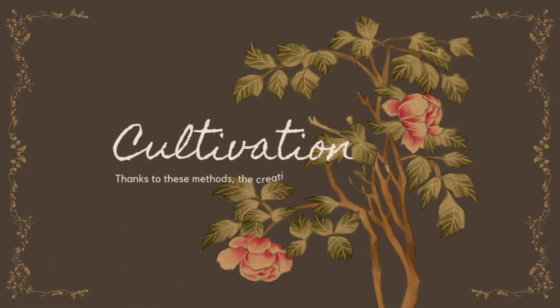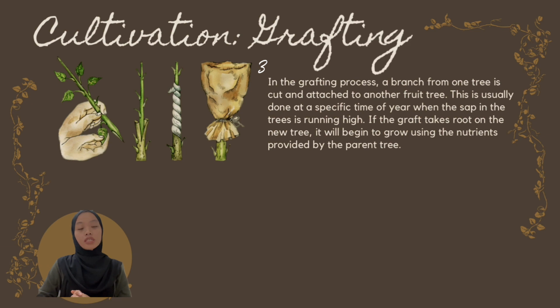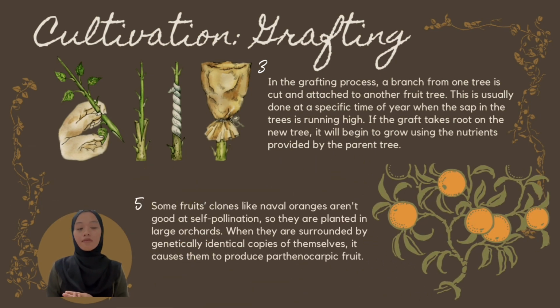Thanks to this method, the creation of seedless fruits is continued through different ways of cultivation. The first type of cultivation is grafting. In the grafting process, a branch from one tree is cut and attached to another fruit tree. If the graft takes root on the new tree, it will begin to grow using the nutrients provided by the parent tree. For example, grape and navel oranges.